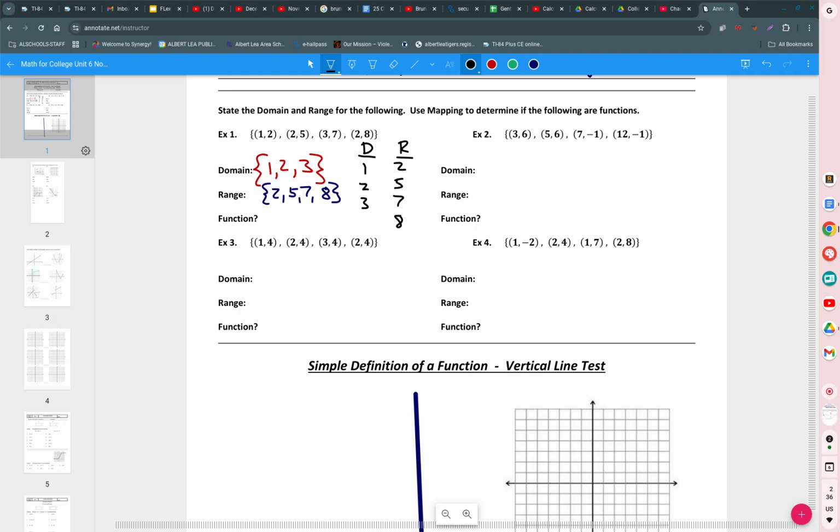Okay? It says 1 goes to 2. It says 2 goes to 5. It says 3 goes to 7. And it says 2 goes to 8. Talk to the person next to you. Do you think this is a function, yes or no? And why or why not? Okay, go talk. What do you think? Take a guess.